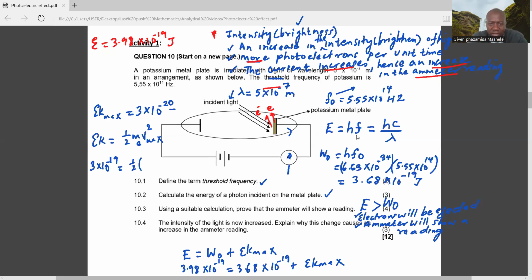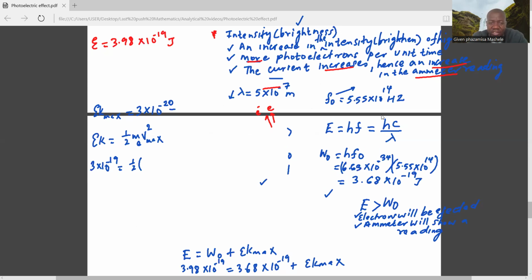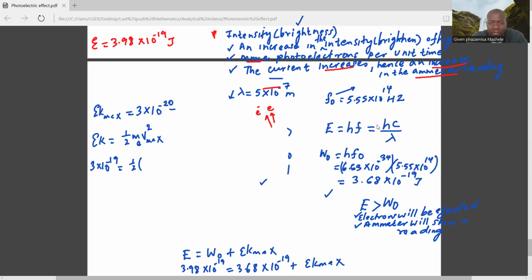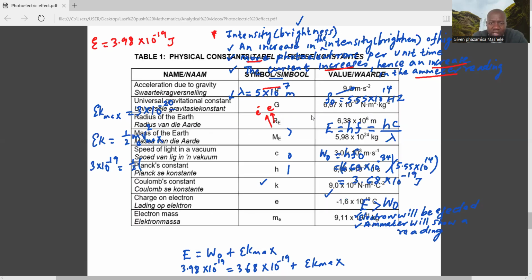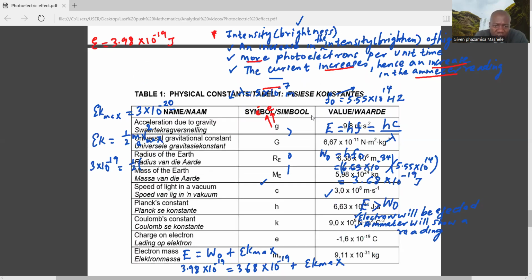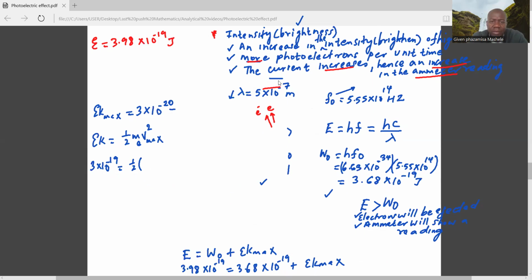Let's just go down and look for that. This is just an arrangement, like I just added the question. Where is it? Okay, there it is. The mass of an electron, where is it? There it is. Electron mass is 9.11 times 10 to the power negative 31. That is the mass of an electron.